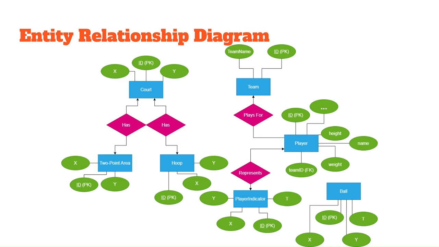Then for most of these, they have an X and Y coordinate, like court, 2-point area, hoop, player indicator, ball. That's just so we can see how they're positioned on the court. And then players have some additional attributes of height, name, weight, just for some additional information to query. And then teams have team names.